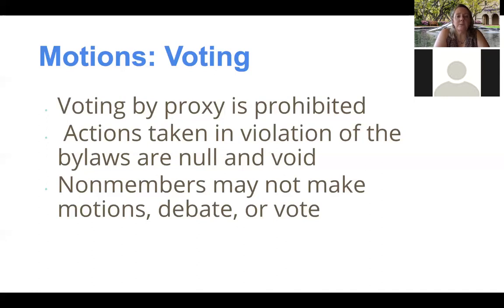Actions taken in violation of the bylaws are null and void. So if you do something that's against the rules, then it doesn't count. It's as if the action did not take place. And if it was a motion that was not legal, you might need to remake the motion. For example, it is a violation of the bylaws for a non-member to make a motion. So if somebody who is not a paid member of your association makes a motion and you vote on it, you can't move forward with that. You would need to go back and remake that motion with a member actually making the motion.